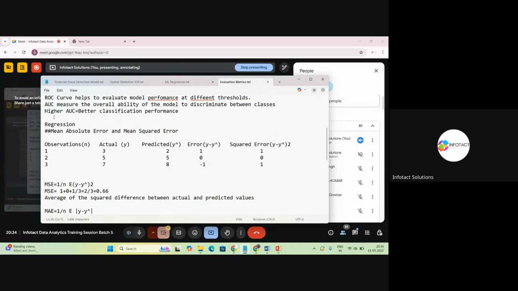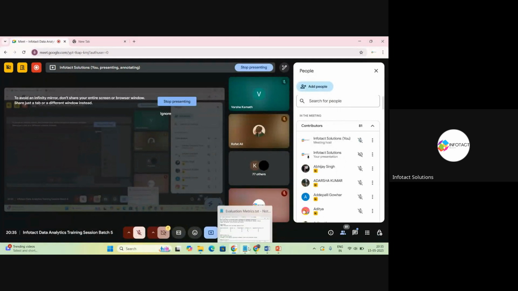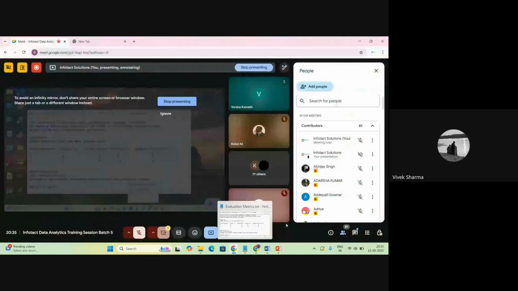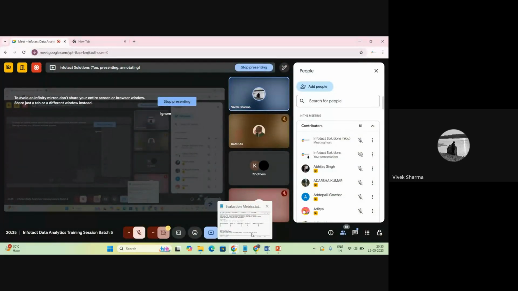Then how to implement it? Suppose there are three observations, 1, 2, 3. The actual values are 3, 5, 7, and the predicted values are 2, 5, and 8. Then how can the error be calculated, anyone? Predicted minus actual.